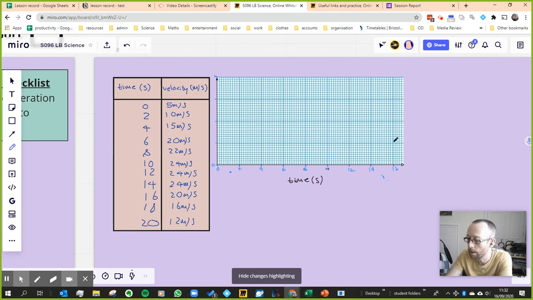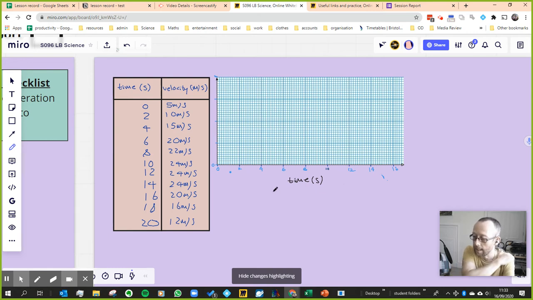Now this is where we find a problem because the time goes up in 2s. So we assume that we're going to go up in 2s on the time here. But we don't have to. And in fact, in this case, we can't, because if we did go up in 2s, we run out of space. And you can't just go off the graph paper, and you can't get more graph paper, because if it was in the exam, they would give you a certain amount of graph paper to draw on. You can't use any more, so we can't do that.